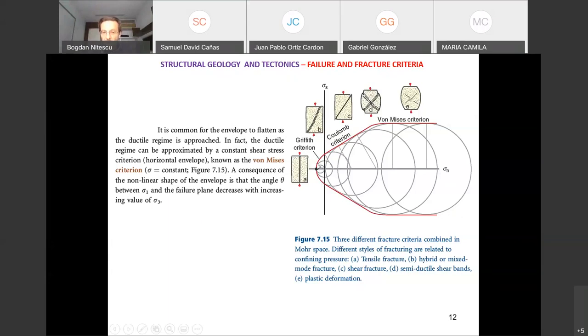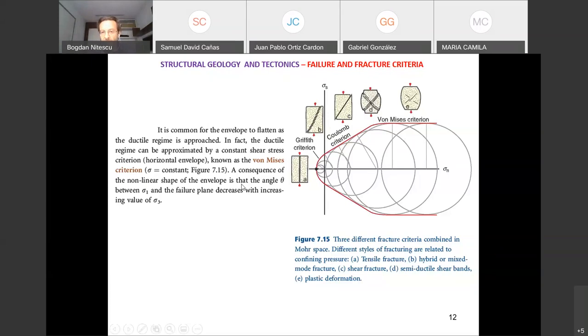Then you start right here, tensile. As you increase the differential stress here and here and here, you have a hybrid or mixed mode fracture. And then you go into the compressive field and you have shear fractures, these ones. And then you start having ductile deformation. So the deformation is no longer localized for our eyes in one fracture. It seems that there is a band of deformation. Now, if we look microscopically, we will see the fractures, but we won't see them with the naked eye.